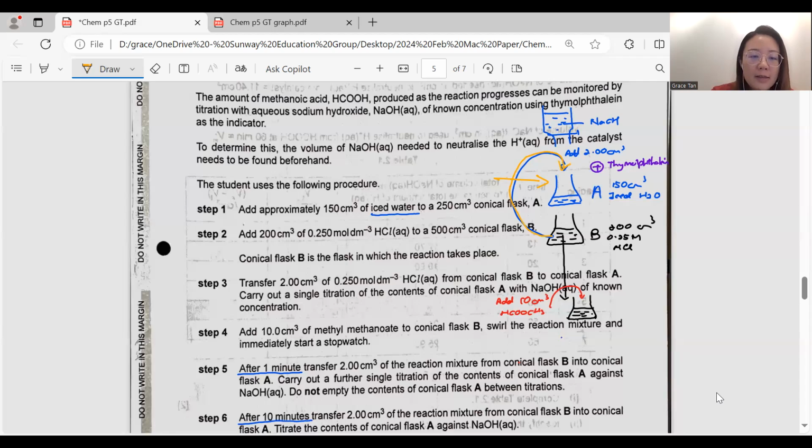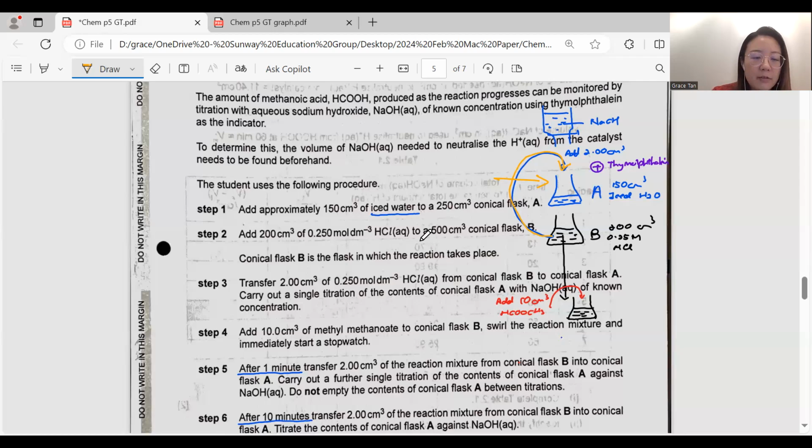Step 4: add 10 cm³ of the methyl methanoate into your flask B. Then you add here. You can see the black arrow, follow the cursor. I bring it down here. You add 10 cm³ of the methyl methanoate inside. Swirl the reaction mixture and immediately start a stopwatch.